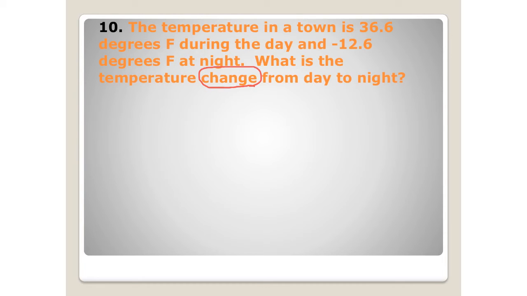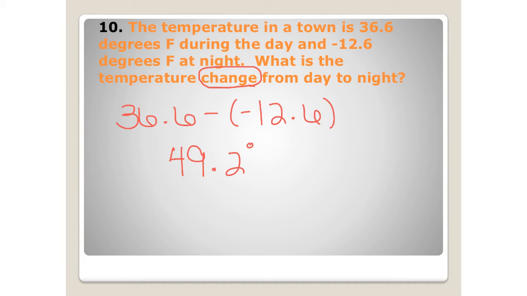So our temperature has a decrease. This is really important to remember on our answer. Let's set up our problem. From day to night, I have 36.6 degrees, and I want to subtract negative 12.6 degrees. If I do this, I get an answer of 49.2. But remember what we just said. The temperature went down. We need to state that it was a 49.2 degree decrease.